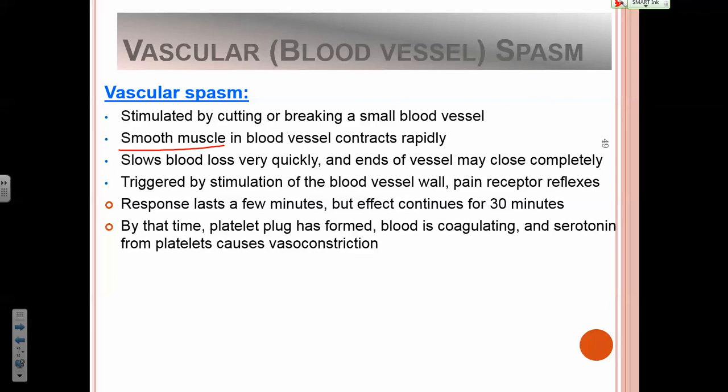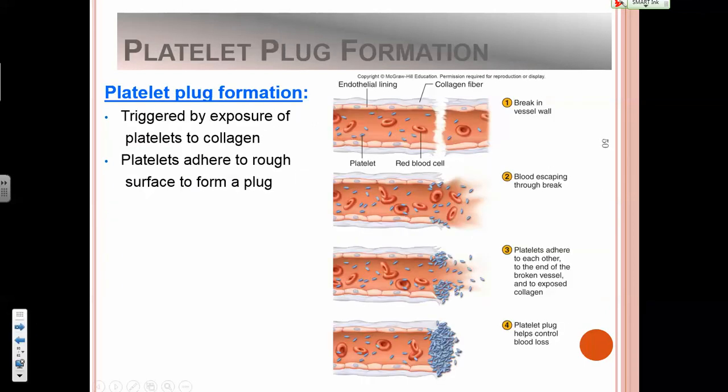During that spasm, which can last just a few minutes, this second event called a platelet plug might form. And here's a platelet plug. Platelets, anytime they encounter a rough surface, they're going to stick to it. And then they start sticking to each other. Now, the lining of all of your blood vessels, if you look right here, this lining is simple squamous epithelium, which is very smooth.